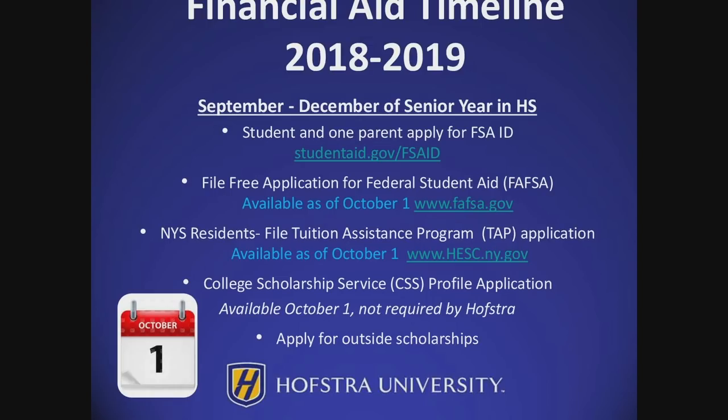All New York State residents can also file for the Tuition Assistance Program, or TAP application. This can be done by logging on to www.hesc.ny.gov. This is also available as of October 1st. You can also apply for the College Scholarship Service or CSS Profile application. This will be available as of October 1st, but this is not required by Hofstra University. You can also start beginning to apply for outside scholarships.